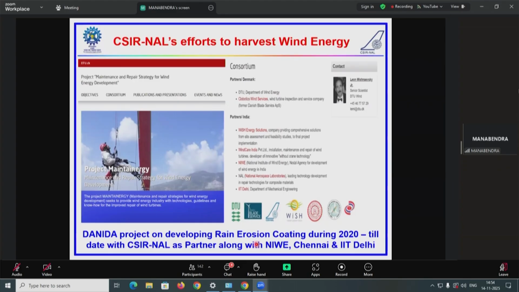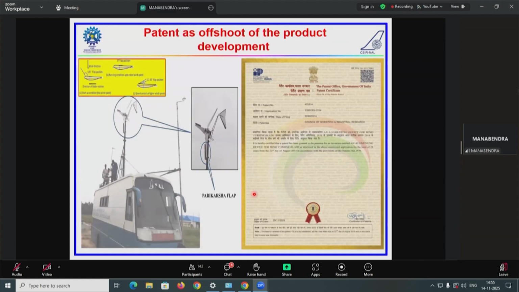So while the previous slides were more on product development, here it was more on the research flair of renewable energy harvesting, the wind energy especially. And the focus here was on the rain erosion coating developments. This was a work which NAL did along with two MSMEs, one in Pune and one in Chennai. And then the consortium also had NIWE, National Institute of Wind Energy, which is the nodal agency for wind energy in India, and IIT Delhi, Professor Puneet Mahajan, who was involved in this noble venture of developing the rain erosion coatings for the wind turbines. What happens is, as an offshoot of that, something innovative comes out. So this particular patent came out as one of the IP outputs of our venture into the wind energy domain.